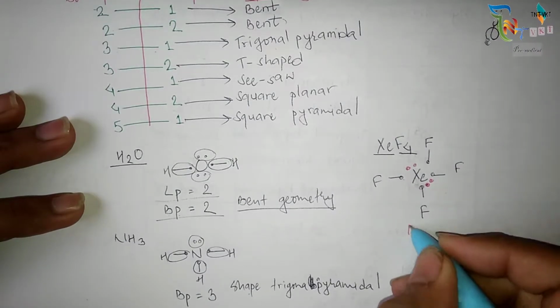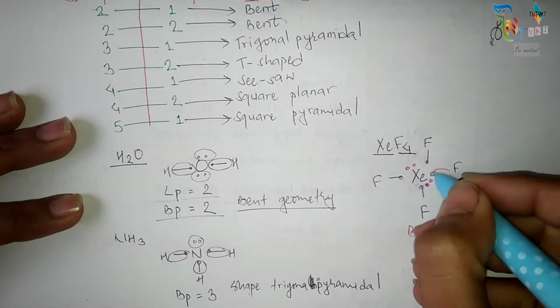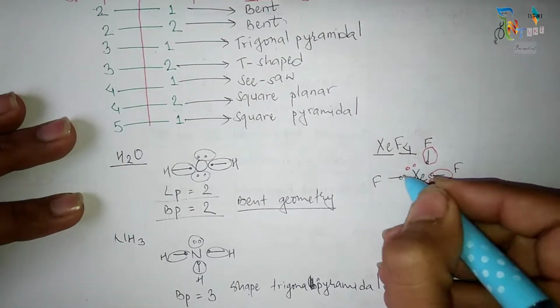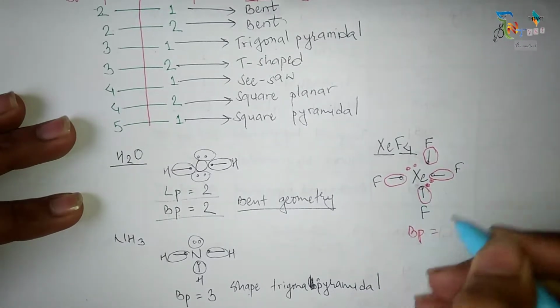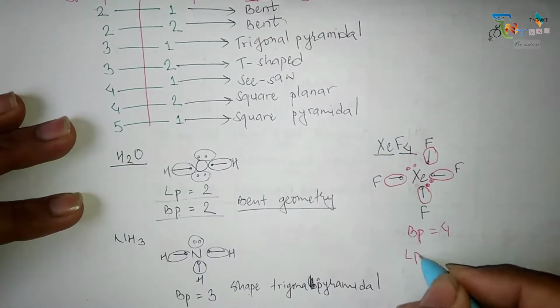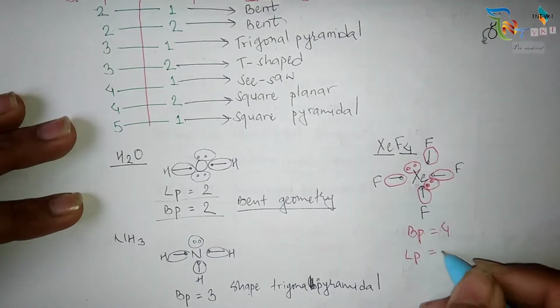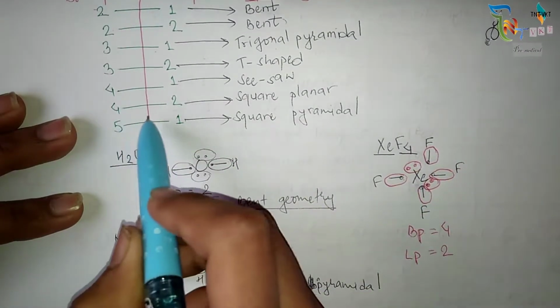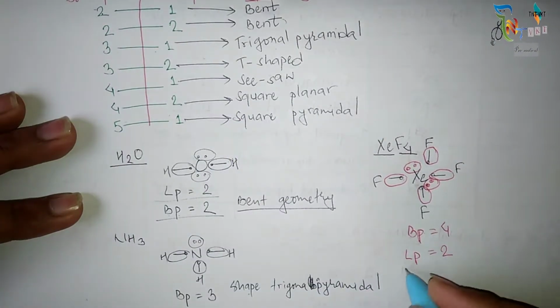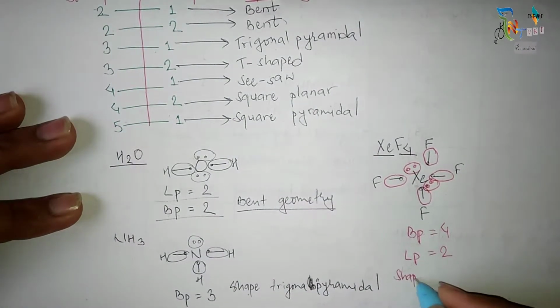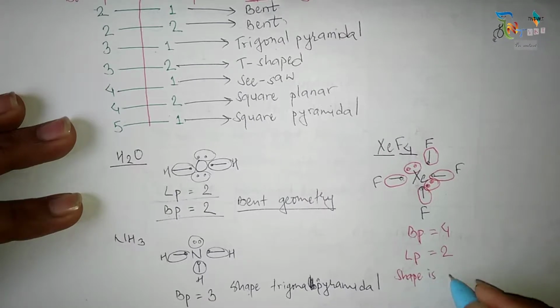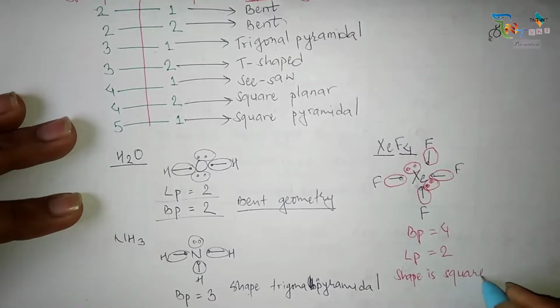Now the bond pairs are 1 2 3 4, so 4 bond pairs, and the lone pairs are 1 and 2, so 2 lone pairs. This means 4 bond pairs and 2 lone pairs, so the shape is square planar.